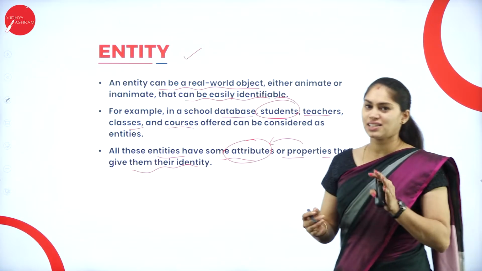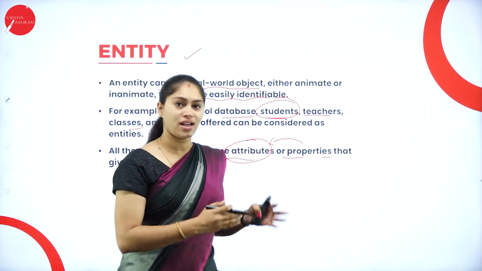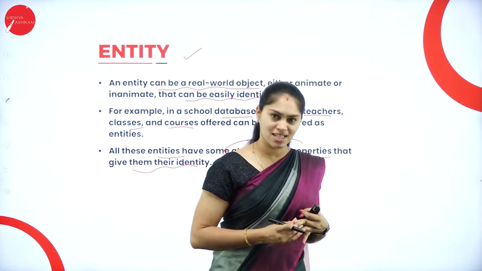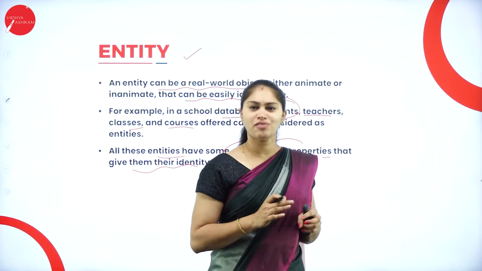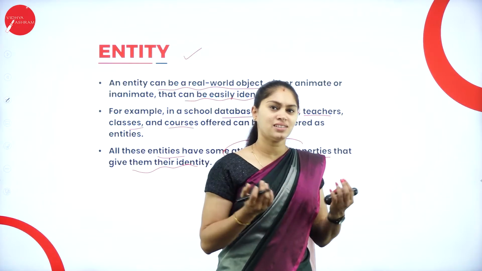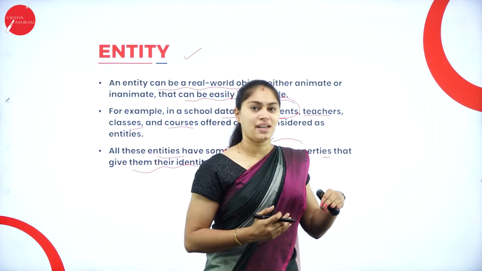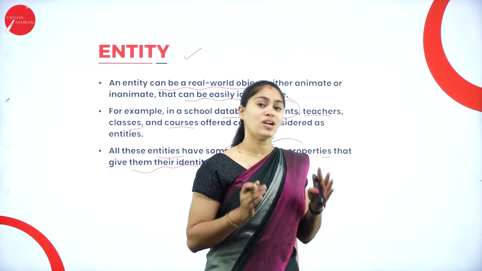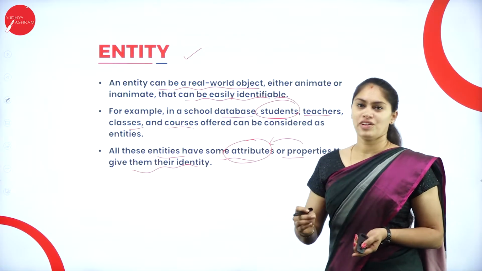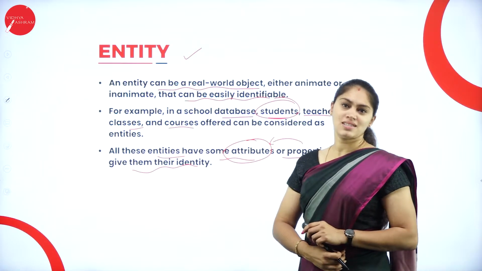So how can I say? For example, I will just say the properties, and then you tell me what entity it could be, right? If I say employee ID, employee name, basic salary, HRA, DA, then we can easily assume that all these properties, its characteristics or attributes, belong to an entity called employee. So it is a real world object which can be identified with some of its attributes or properties. Then how are we going to represent an entity?